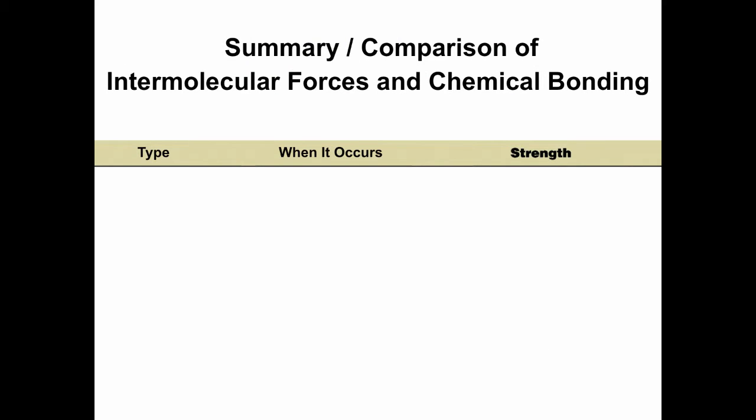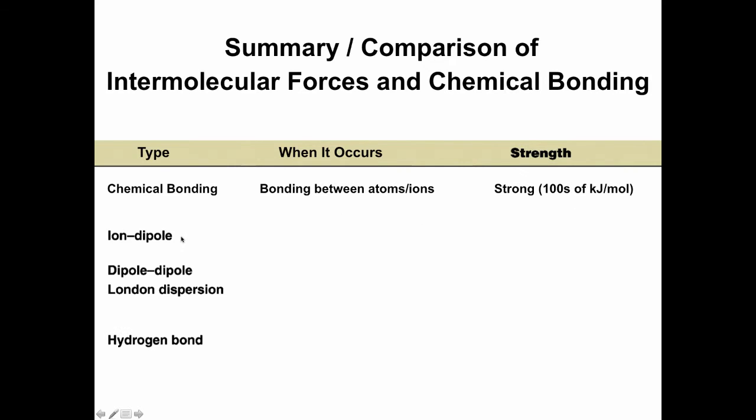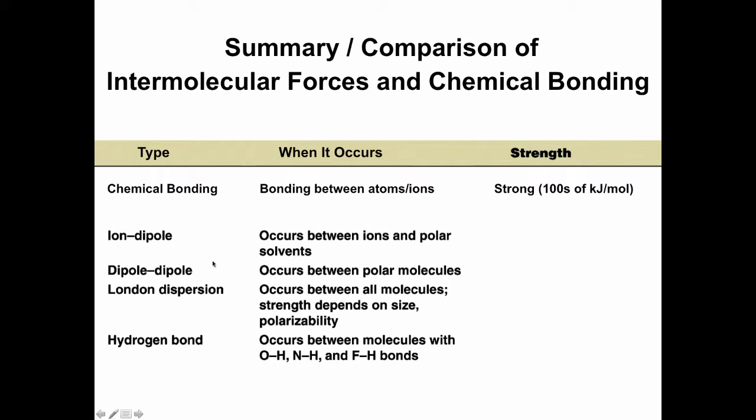So, summary comparison of intermolecular forces and chemical bonding. We've talked about the difference between chemical bonding and intermolecular forces, and we've talked about the types of intermolecular forces. So chemical bonding is bonding between atoms or ions, pretty strong, hundreds of kilojoules per mole typically. And then we have ion-dipole attractions, where an ion can attract a dipole, and dipole-dipole, London dispersion, and hydrogen bonding, which are our true intermolecular forces.